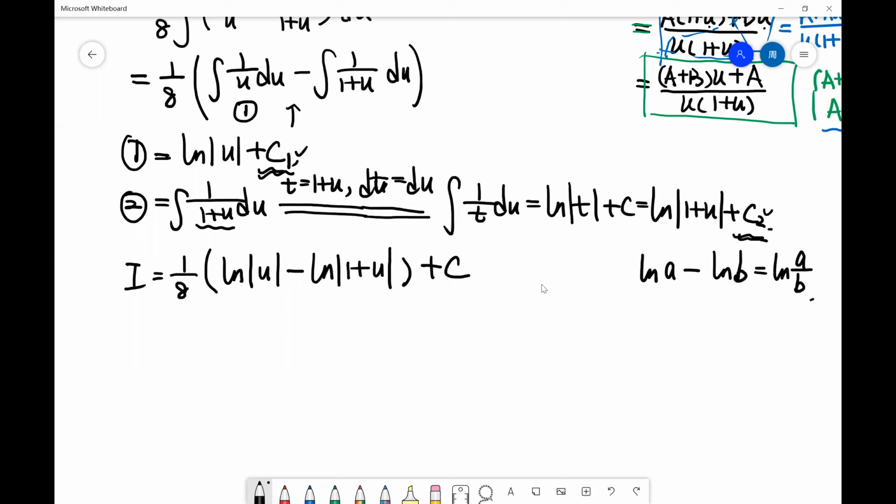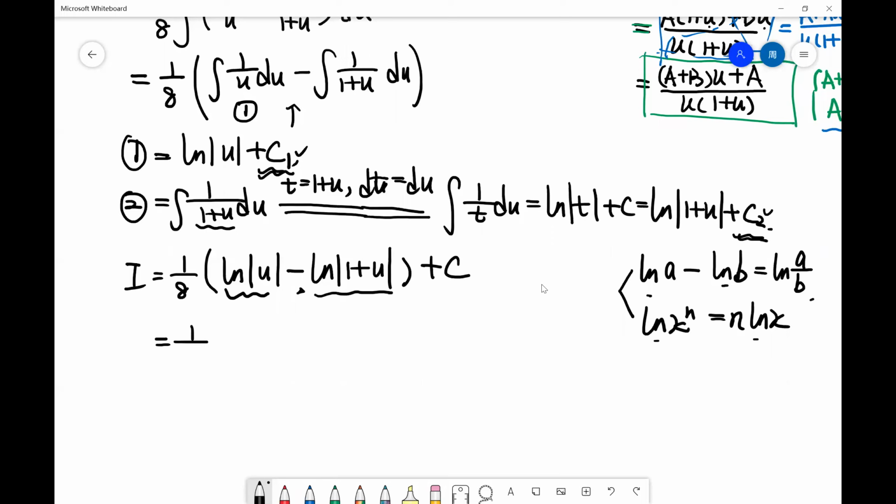Yes, we have a property here, and another property that is ln x power n equals n times ln x. And these two are the properties for ln x, only ln x, okay? Not every log x, a log function. So here is minus, right? So we can put these two parts together.